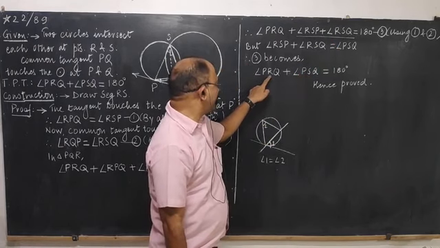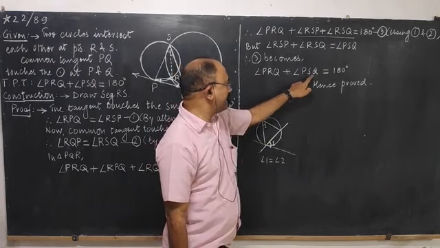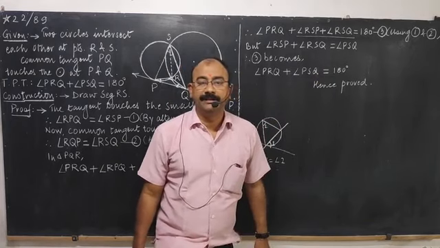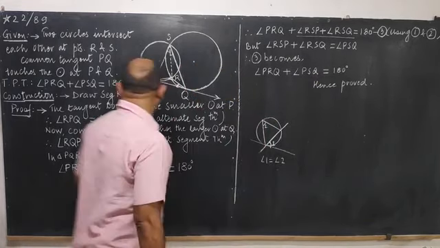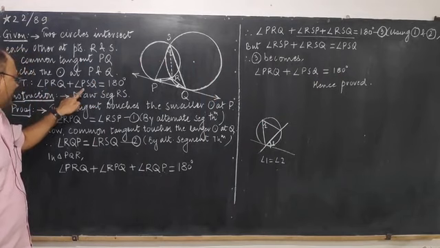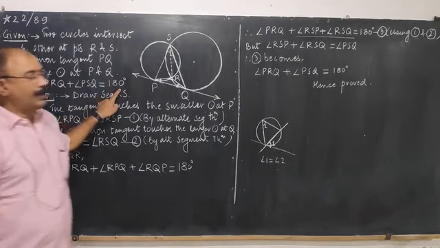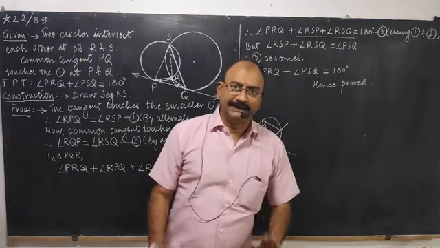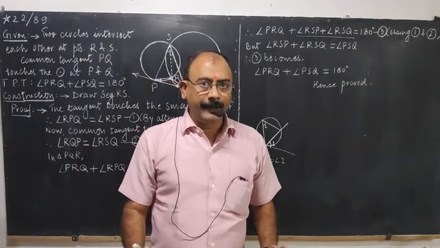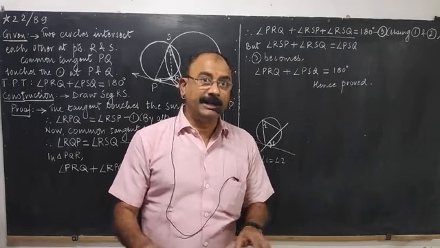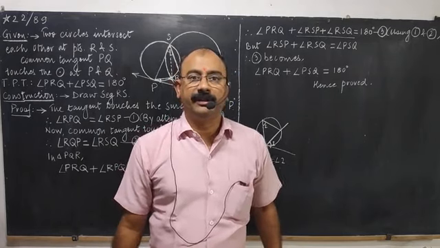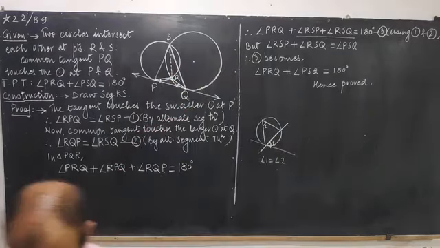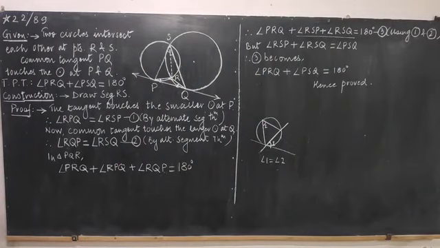So what do we get? Angle PRQ plus angle PSQ is equal to 180 degrees. Is it the required result? Angle PRQ plus angle PSQ is equal to 180 degrees. Hence proved. Okay. Example is easy, but has a complicated application of alternate segment theorem.